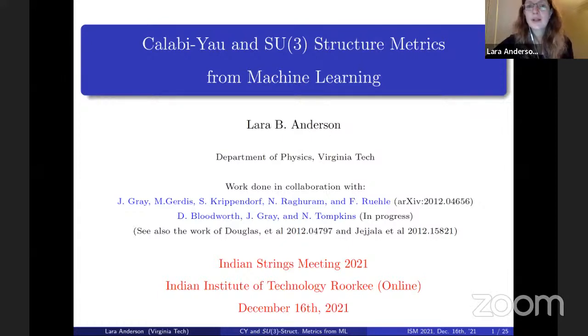And this will be based primarily on work that appeared at the end of last year with this group of collaborators here. I'd like to flag in particular Sven Krippendorf and Fabian Ruehle, who both made major progress in research recently in applying machine learning techniques to string theory. I'm just dipping a toe in this particular numeric aspect. And also I'll discuss some work in progress that is being done with my collaborator, James Gray, here at Virginia Tech, and also two very talented undergraduate students, Dylan Bloodworth and Nathan Tompkins. So with that heads up, let me begin.